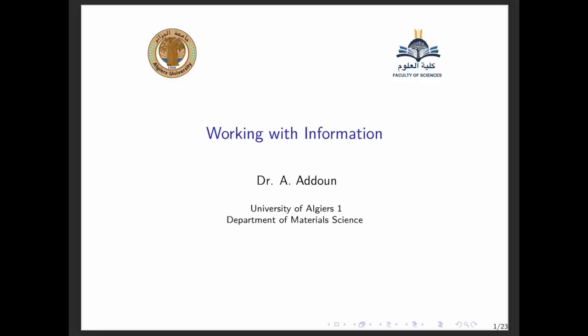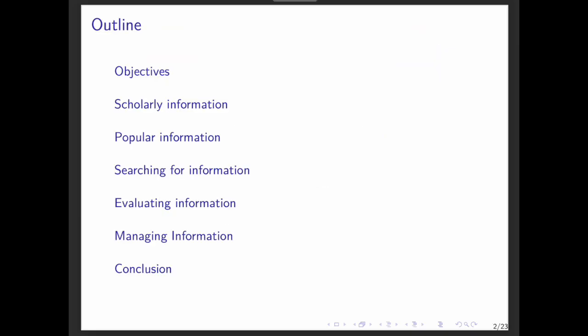First chapter of this course, Working with Information. We begin this lesson by introducing the objectives. Then we'll define academic information, the types of information, and how to search and evaluate scholarly sources. Finally, we'll finish by looking at how to manage information.